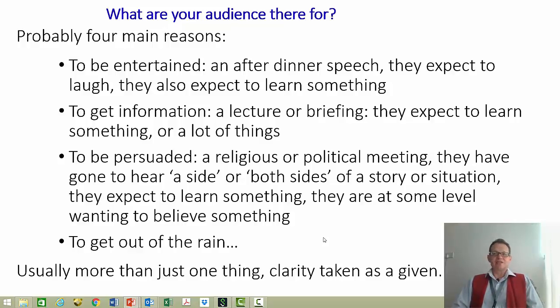And the fourth main reason, in inverted commas, is to get out of the rain. It may be that the person is sitting there and they're not one of your students, or they're not one of the people that's been invited. It just happens that they were there and they're a bit interested, so they've sat down. In all of these potential possibilities, it's taken as read that everybody wants clarity about what is being said or what is being argued. And that's almost taken as a given.